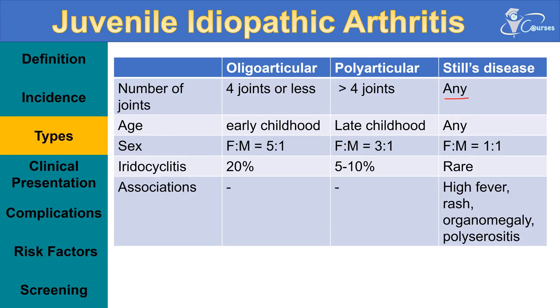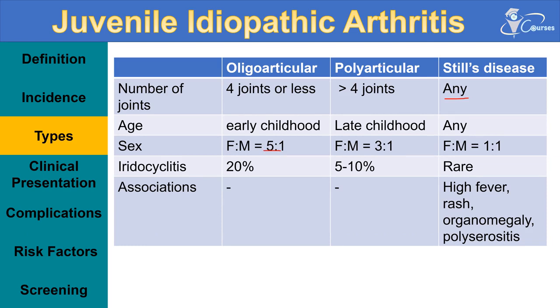Oligoarticular tends to be more in the early childhood, while the polyarticular starts in the late childhood. Still's disease occurs at any age. Sex is also very, very important. In the oligoarticular, it is by far more common in females. Around 80% of cases are female and only 20% of cases are males. So the ratio will be like 5 to 1.